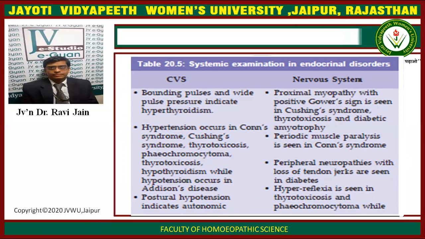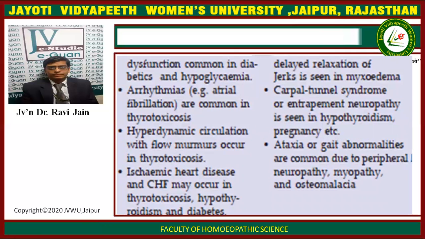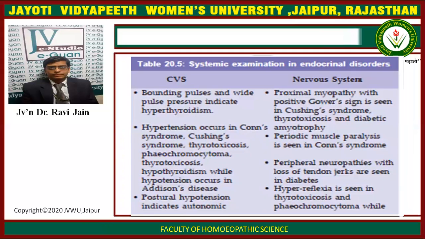Postural hypotension indicates autonomic dysfunction that is common in diabetics and hypoglycemia. If a patient is coming with peripheral muscle paralysis, it is seen in Conn syndrome, in the nervous system. Peripheral neuropathies with loss of tendon jerks are seen in diabetes mellitus.